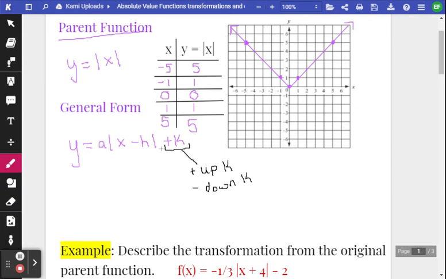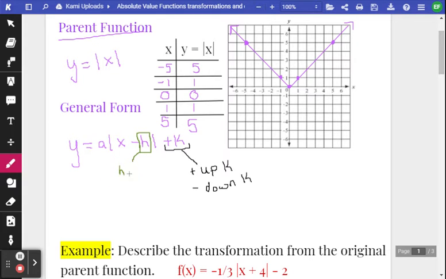Switching gears now to the h value. When I talk about the h value, notice I'm circling just this h here. It's not the sign that's included. And this is what messes up students all the time. We think because we see a minus here that our graph should be going to the left, but it's actually opposite of what you think.